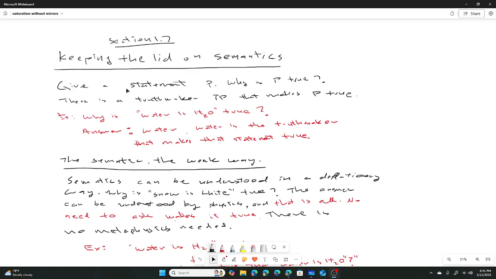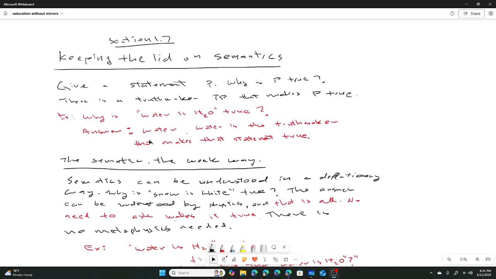Consider the following: given a statement P, why is P true? This is a very normal way. We first have a statement P, and then we notice that P is true, so we can ask, well, why is P true? And then the second order question would be, well, it's true because there is a truth maker, TP, that makes P true, right? So for every statement P, there is a corresponding truth maker, TP, that makes P true.